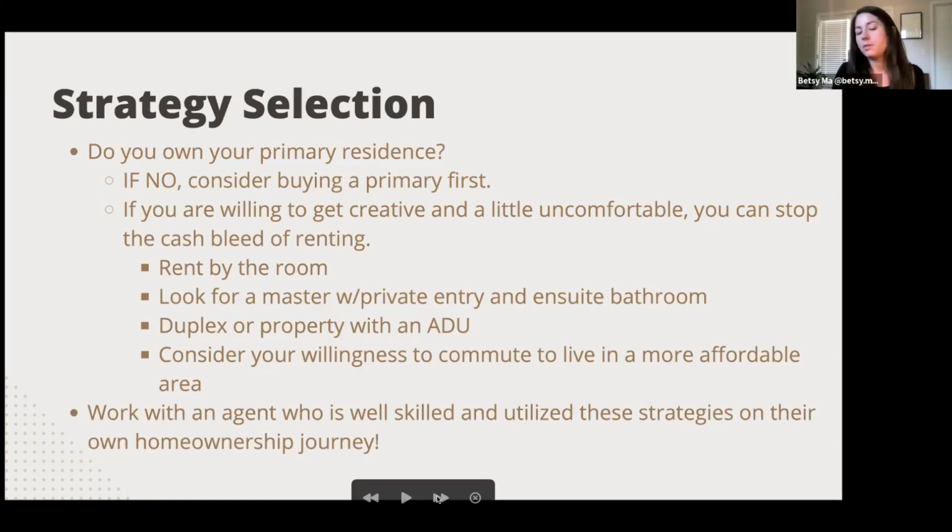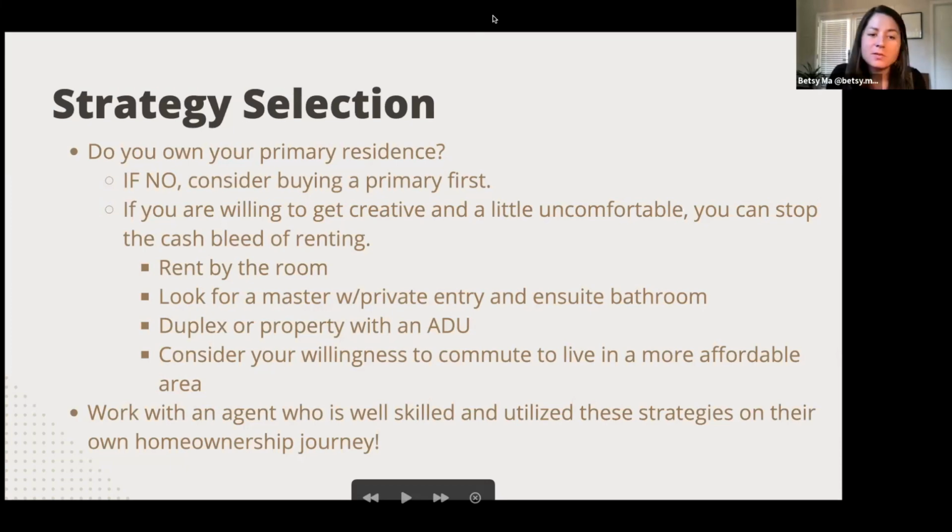Could you buy a property as your primary and rent by the room? Could you look for a property that has a master bedroom with a private entry, maybe an in-suite bathroom, and have that as a short-term or mid-term rental? Could you buy as a primary a duplex or a property that has an accessory dwelling unit, an ADU, or a casita, a separate unit that you could also rent out? And could you also consider your willingness to commute to live in a more affordable area?